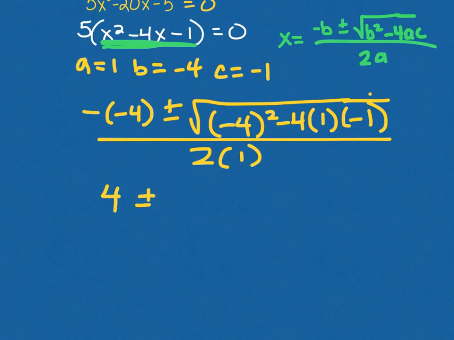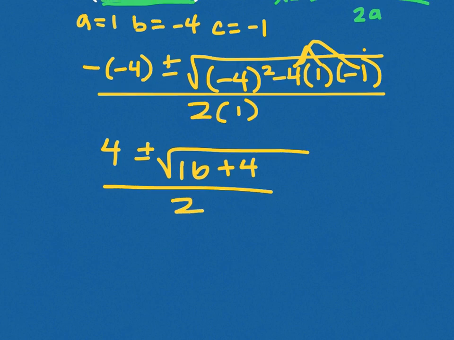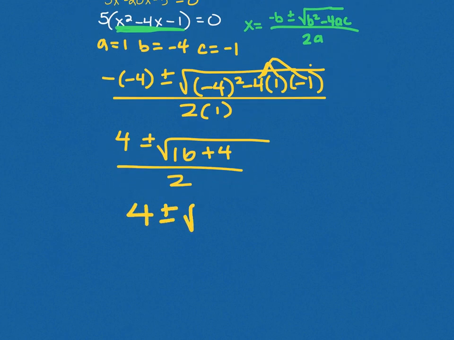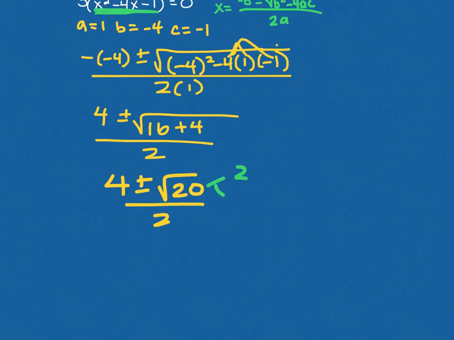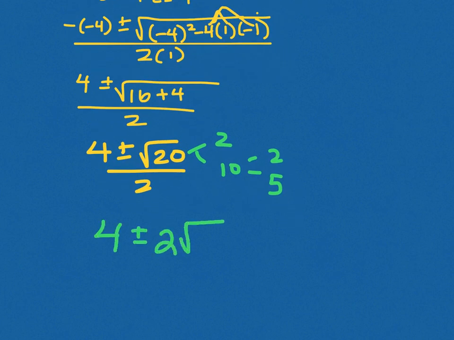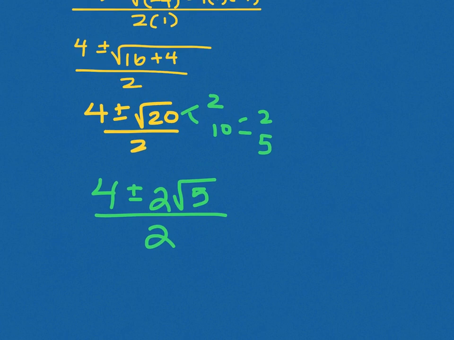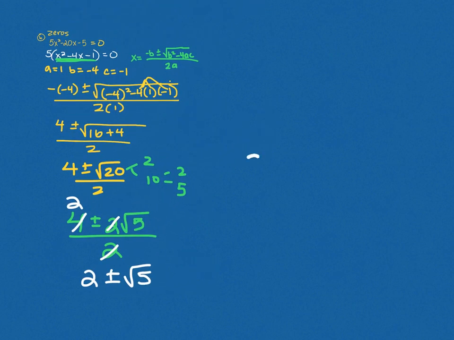So I get 4 plus and minus the square root of 16, plus -4 times -1, which is +4, all over 2. I get 4 plus and minus the square root of 20 over 2. 20 is not a perfect square, but if you break it down, you can reduce it. There are 2 2's, which means 1 goes to the outside of the root, and the 5 stays underneath. Then 2 goes into both 4 and 2, so this is 2 plus and minus root 5. Which means your zeros are 2 plus root 5 and 2 minus root 5.